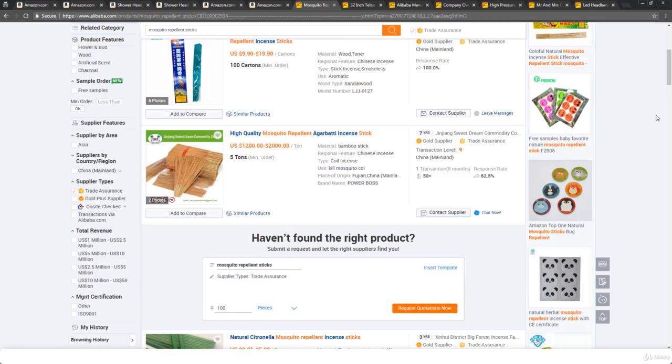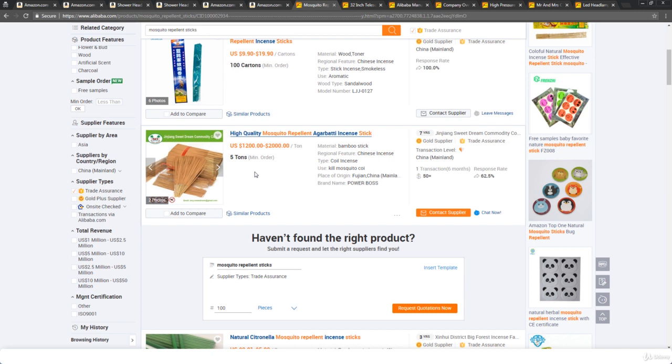Now, if we don't find what we want on Alibaba, so for example, the minimum order here is 5 tons. These are the same things more or less, but I don't want to order 5 tons. I don't even want a ton. Nothing like that, in fact.